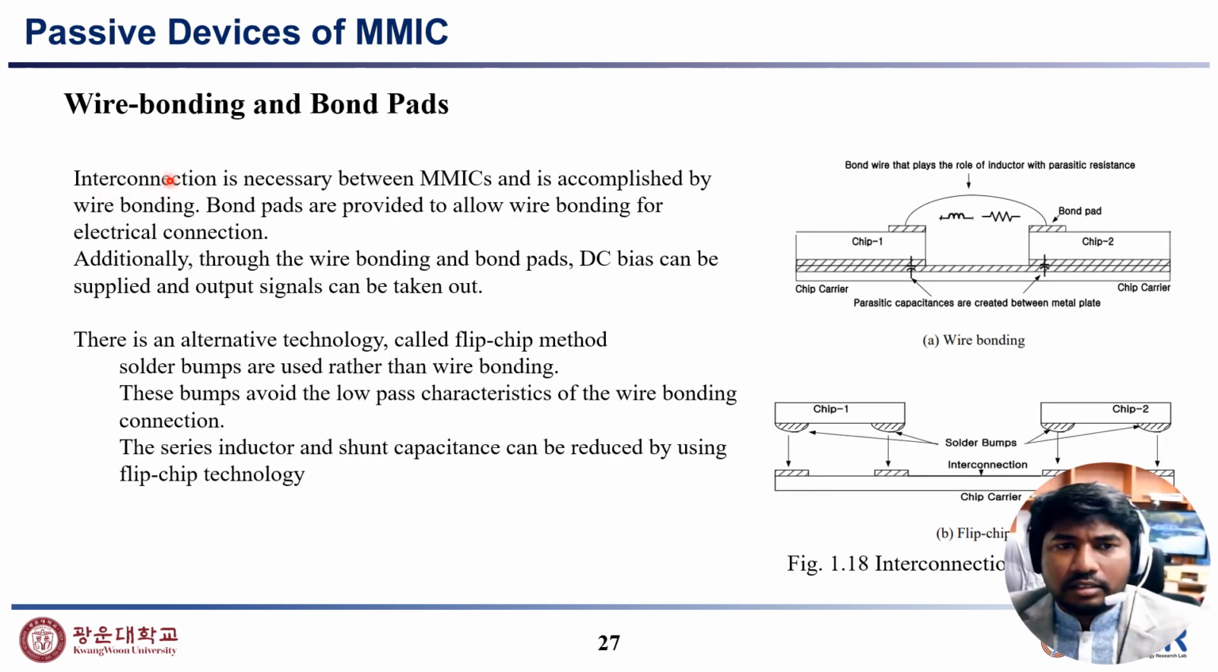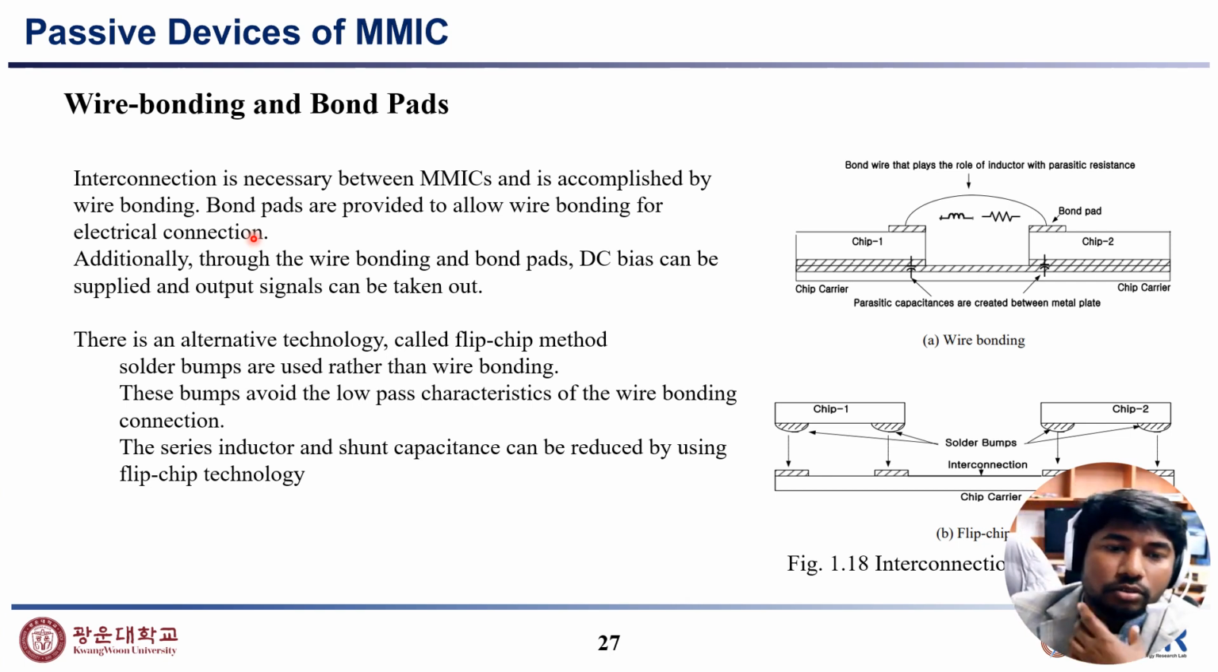And the last topic is wire bonding and bond pads. So what is this? Interconnection is necessary between MMICs and is accomplished by wire bonding. Bond pads are provided to allow wire bonding for electrical connection. Through the wire bonding and bond pads, DC bias can be supplied and the output signal can be taken out.